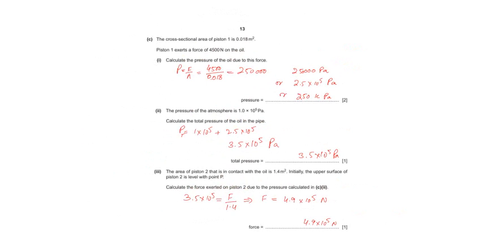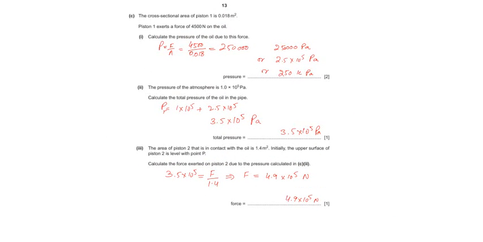The pressure of the atmosphere is 1 times 10 to the power 5. Calculate the total pressure of the oil in the pipe. So the total pressure is atmospheric pressure plus the pressure of the oil, which is 1 times 10 to the power 5 plus 2.5 times 10 to the power 5, which is 3.5 times 10 to the power 5 Pascal.